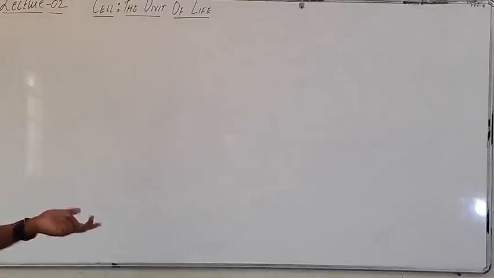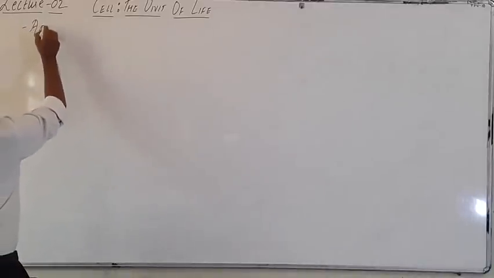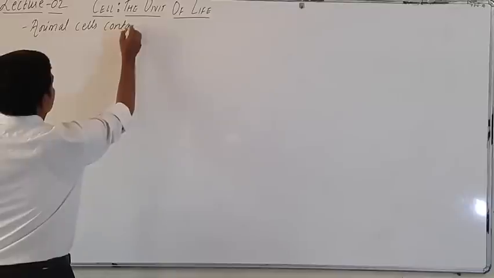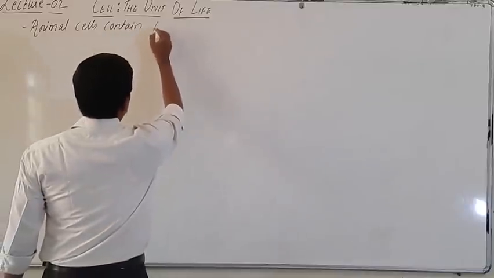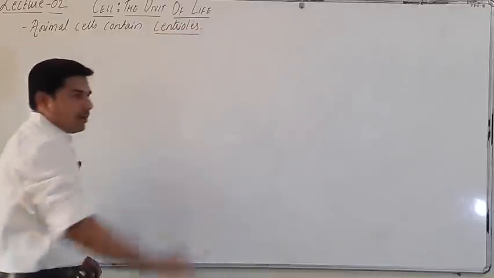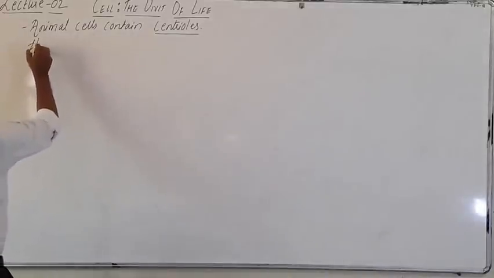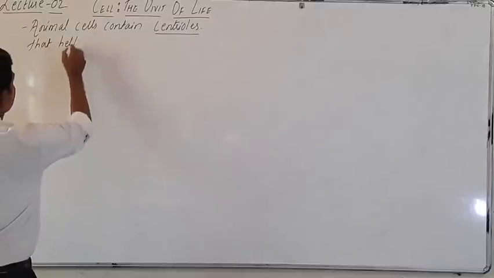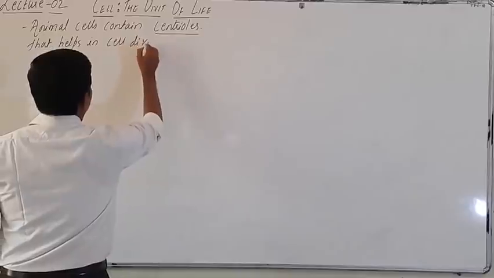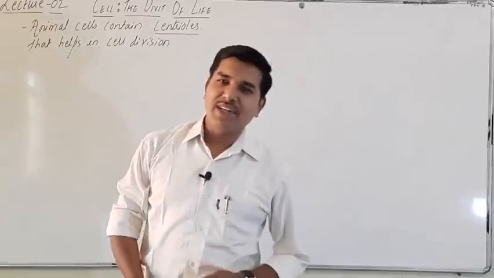So what we say is animal cells contain centriole, which helps in cell division. While these centrioles are absent in the plant cell.